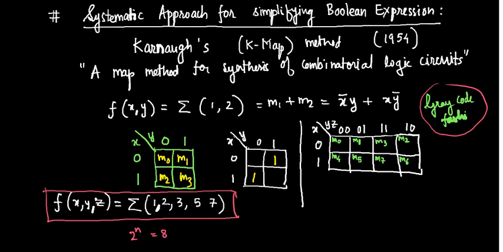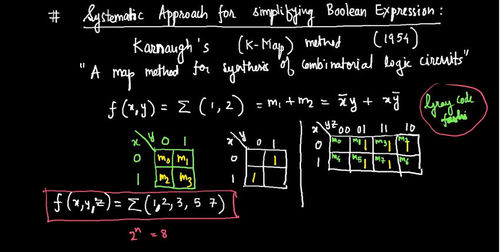The minterms are 1, 2, 3, 5, 7. So 1, 2, 3, 5 is here, and 7. That's it. You leave the rest; assume them to be 0. Is that okay? Now, why are we making it so?